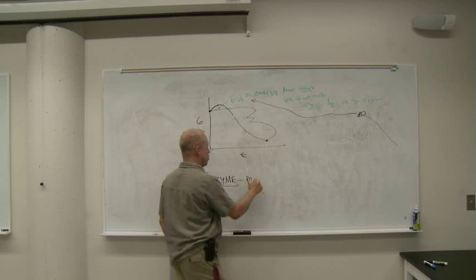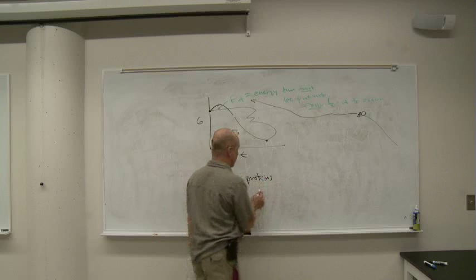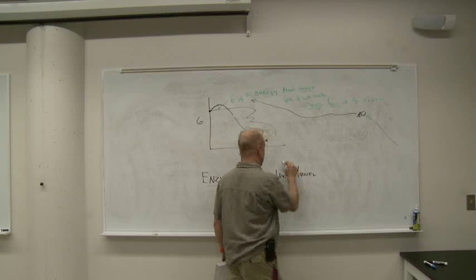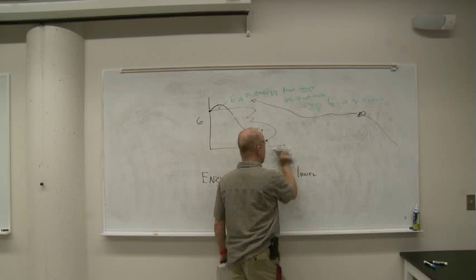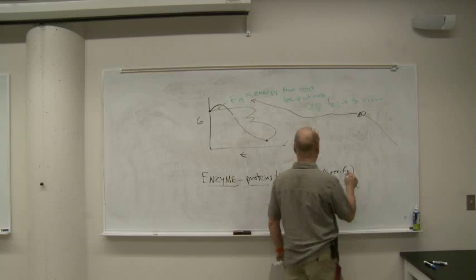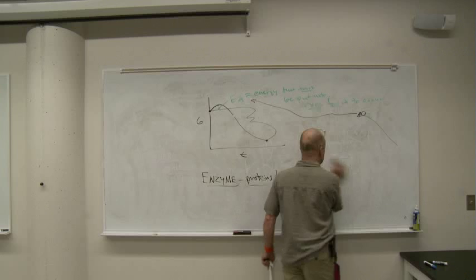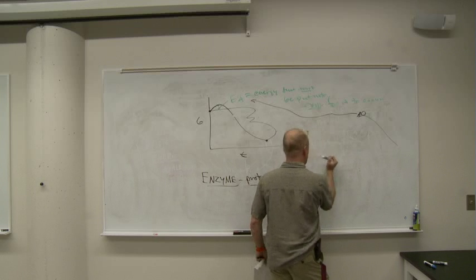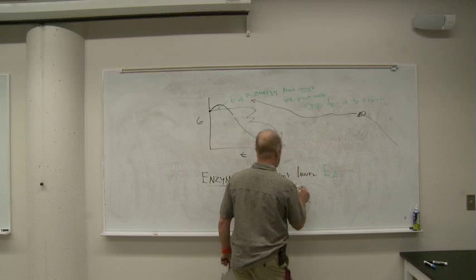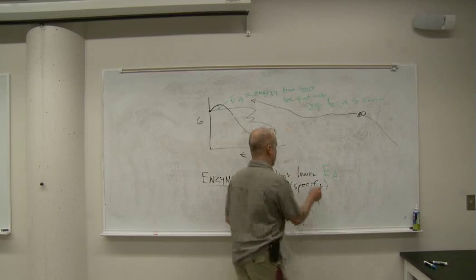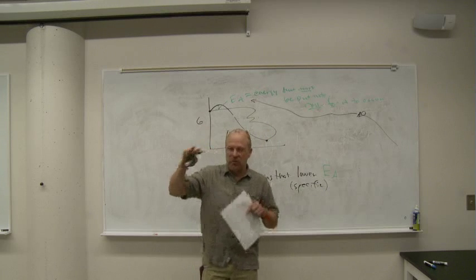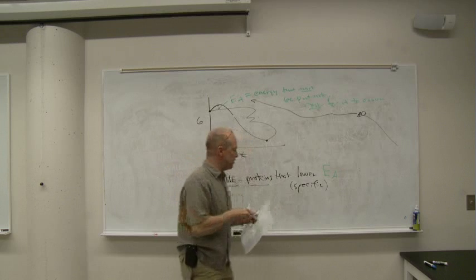Enzymes are proteins. We know what proteins are. They lower specific activation energies, or EAs. And I want to let you know that this is specific. So you've got one type of enzyme that lowers the activation energy of specific reactions.